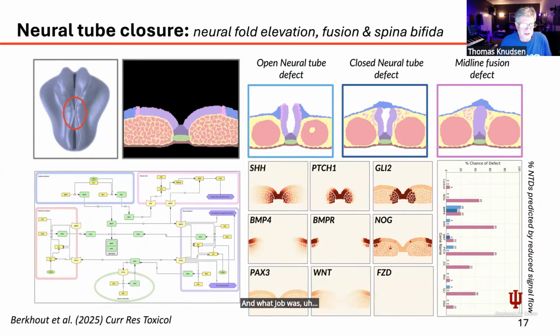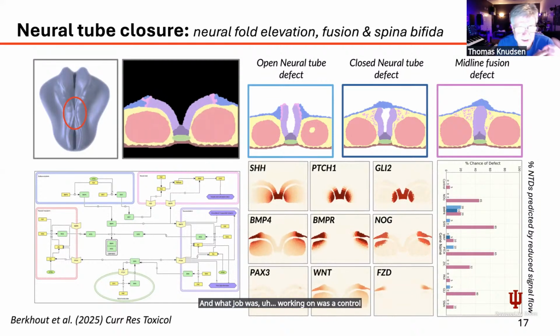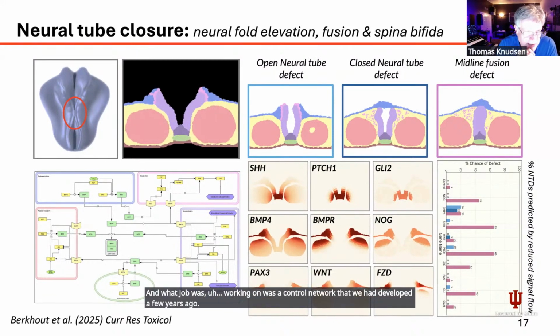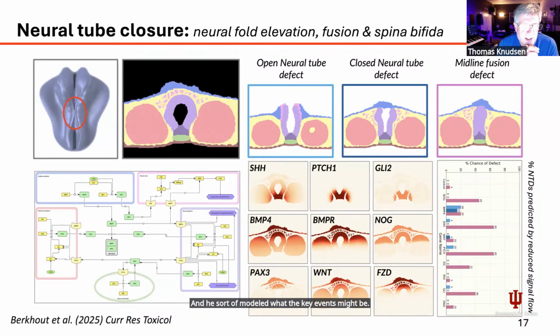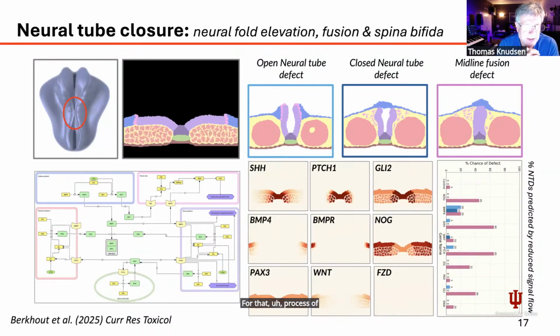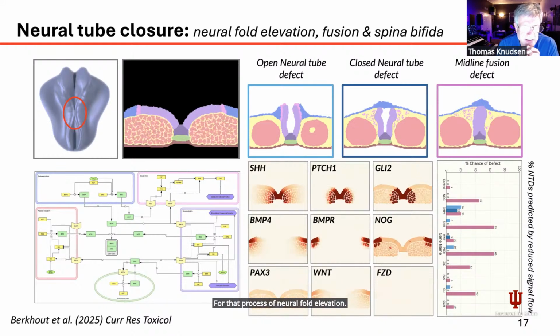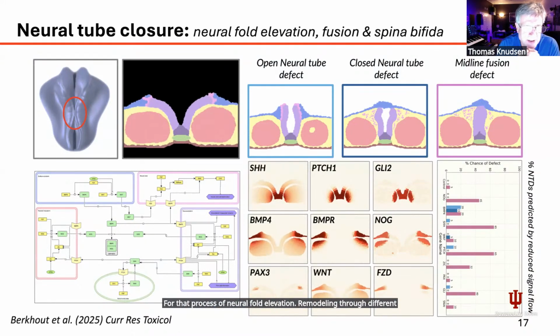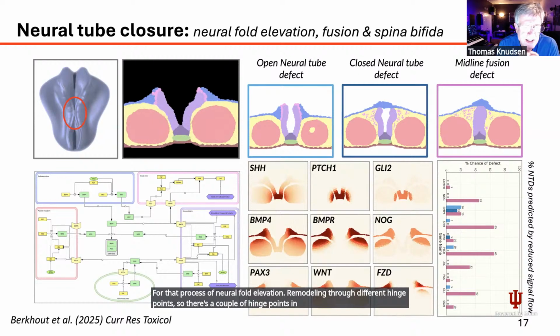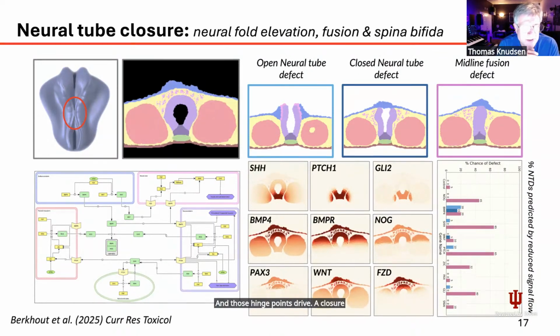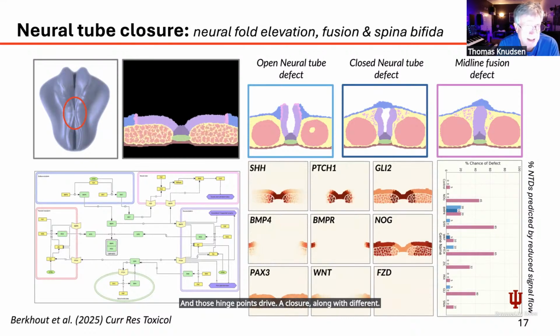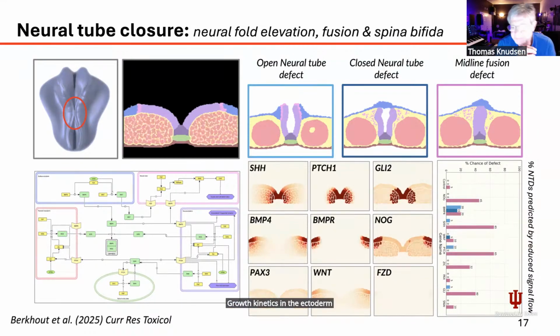And what Job was working on was a control network that we had developed a few years ago. He modeled what the key events might be for that process of neural fold elevation, remodeling through different hinge points. There's a couple of hinge points in there, and those hinge points drive the closure along with different growth kinetics in the ectoderm and mesenchyme.